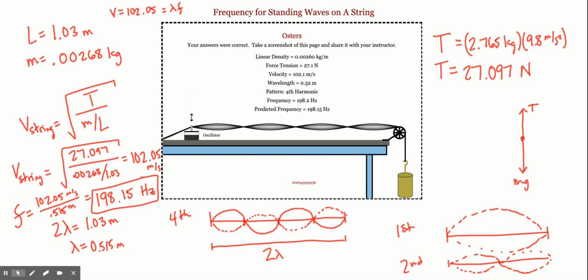So obviously the goal is to be able to use the equation for the velocity of a wave on a string, tension divided by mass per unit length, making sure all your units match the standard units. And you can actually see the fourth harmonic is exactly what we drew down here, where two full waves fit in the length of the string.